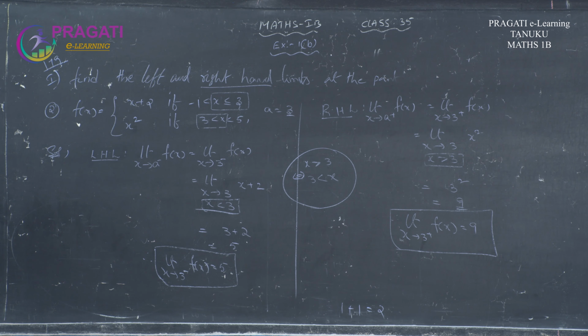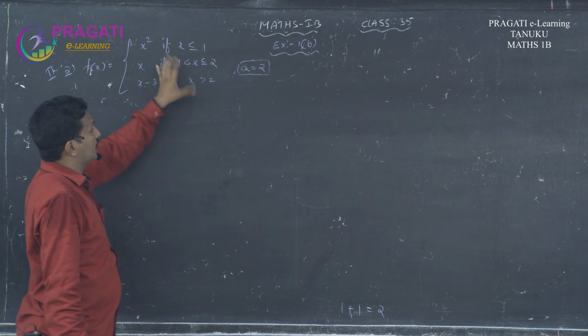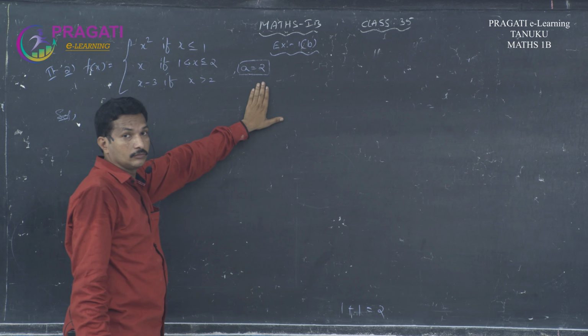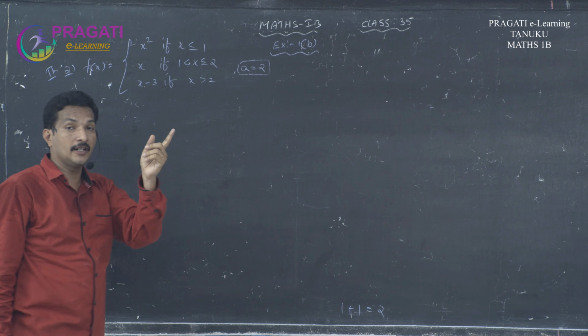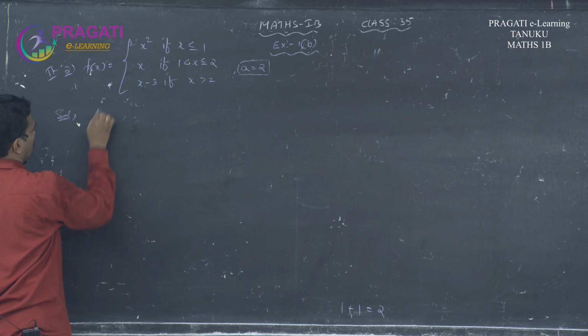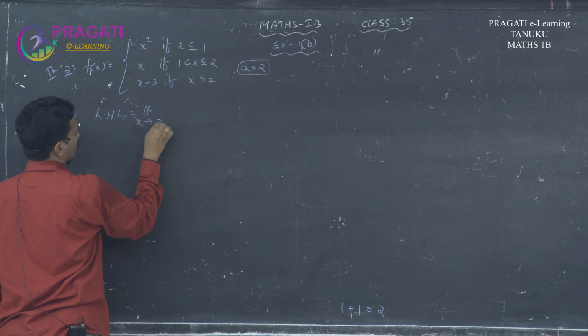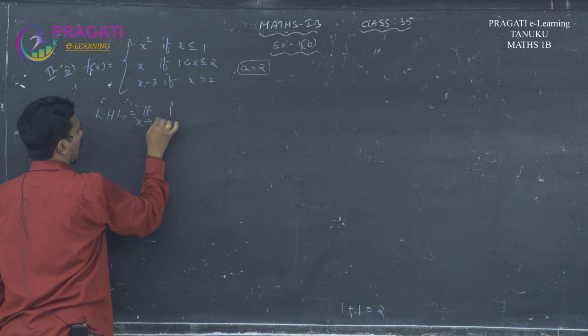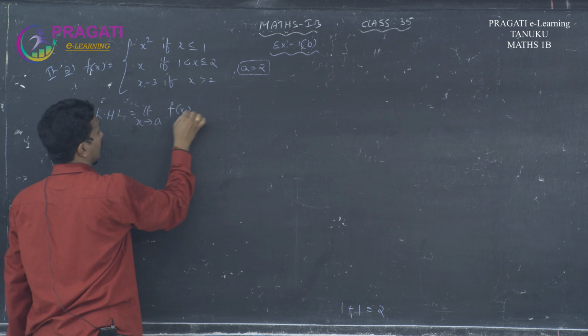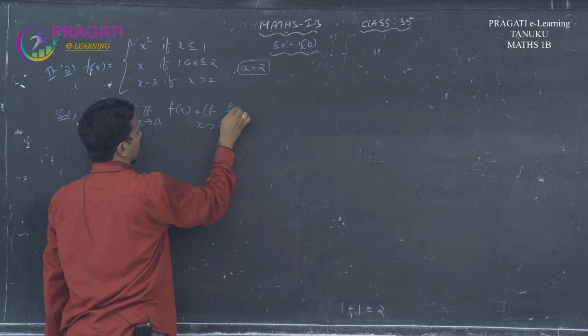Okay, one more problem. Students, here the question is: f of x is defined by three functions, and a is equal to 2. Find the left hand limit and the right hand limit. First, the left hand limit. The left hand limit is denoted by limit x tends to a minus f of x, that is, limit x tends to 2 minus f of x.